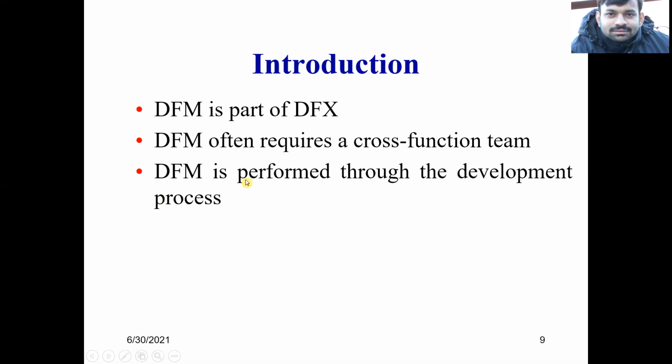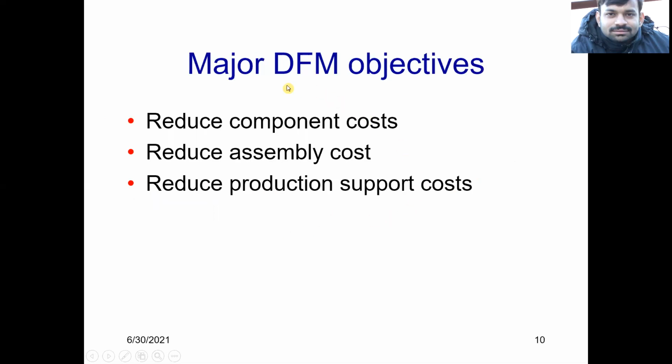DFM is performed throughout the development process. Through the entire development process, design for manufacturing is performed. So what are the major objectives of design for manufacturing? That is to reduce the component cost, reduce the assembly cost, and reduce production support cost. So majorly the focus of design for manufacturing is to reduce the cost throughout the product development process.